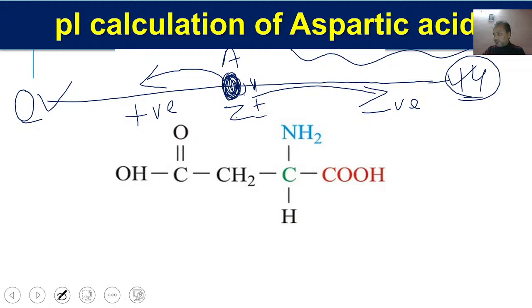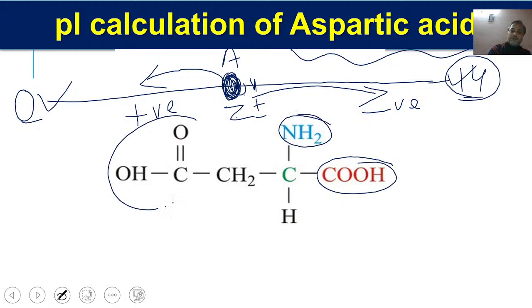So for every amino acid we have an isoelectric pH, and that pH varies from amino acid to amino acid. Different amino acids will have different isoelectric pH. That we have to calculate, that we have to estimate. You can see this amino acid has 3 groups which can be ionized: one group which can ionize, a second group, and a third group.